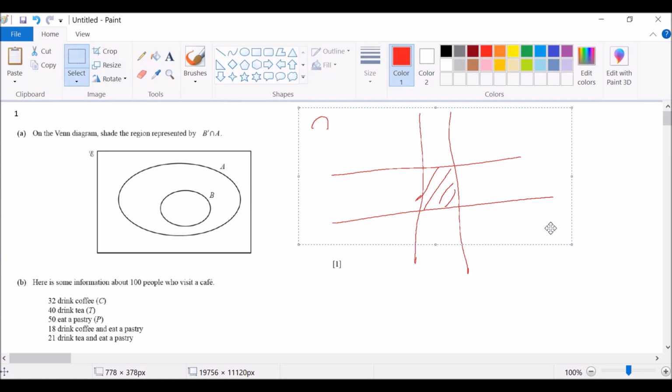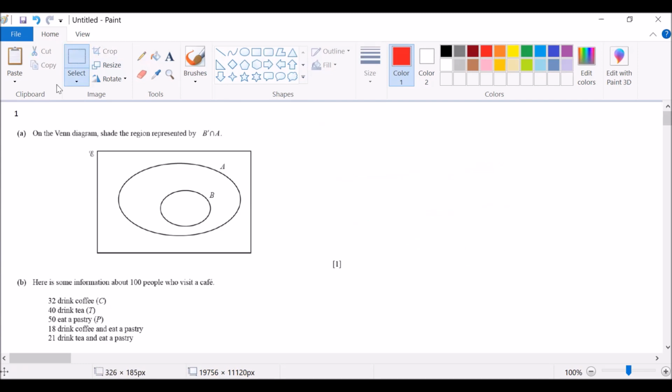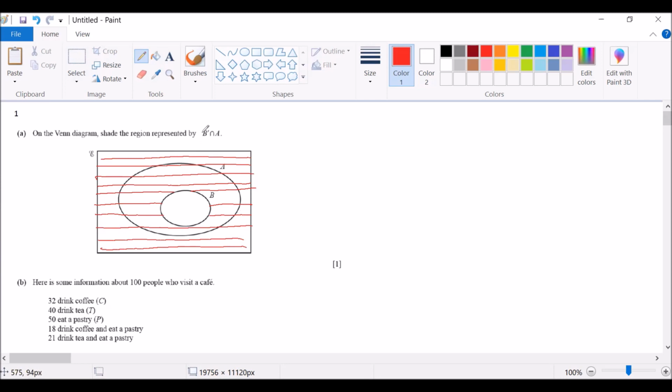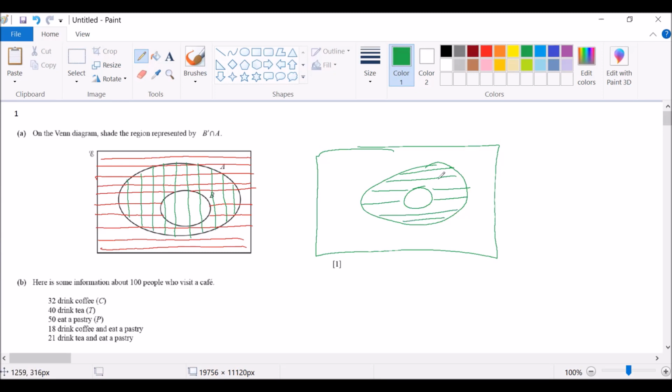First, we have to look for B bar. B bar is everything outside B. So this is B bar. Intersection A. What is A? Let's use green there to shade A. Everything inside A, including B. Now, when we say intersection, where are they meeting now? Where is B bar in red meeting A in green? So we can see that B bar intersection A is all of A excluding B.